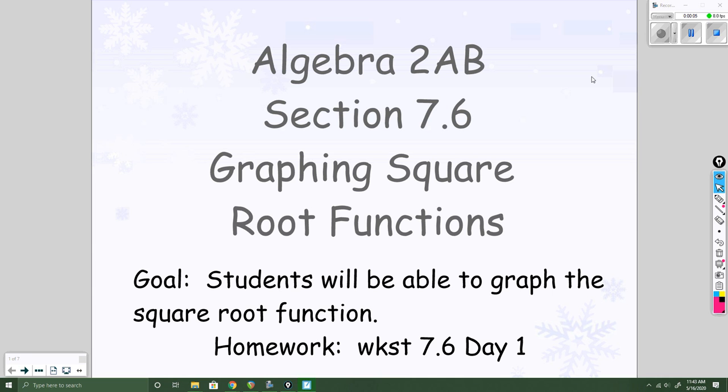Today in Chapter 7, we're going to go over Section 7.6, which is graphing square root functions. So we're just going to graph a few simple basic square root functions. Alright, so let's get into it.